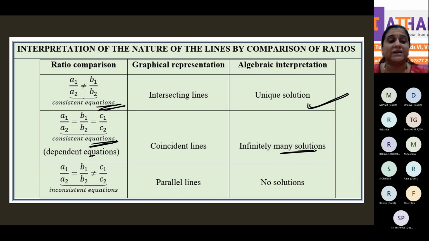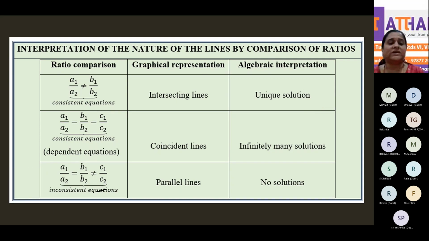And they're also called dependent equations. Dependent equations are consistent equations with infinitely many solutions. Dependent equations means they have infinitely many solutions. Consistent means they can have one solution or many solutions. Consistent equations have one or many solutions, but dependent equations have many solutions.